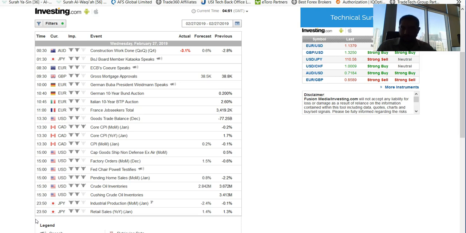Starting my analysis with the economic calendar on tradewithasim.com, you click on economic calendar and you will see this economic calendar. As you can see, today is 27 February 2019. We have already got news from Australia. We are expecting Japanese news in some time. From Eurozone, we have got ECB speeches there. Mortgage approvals will be there from Germany.